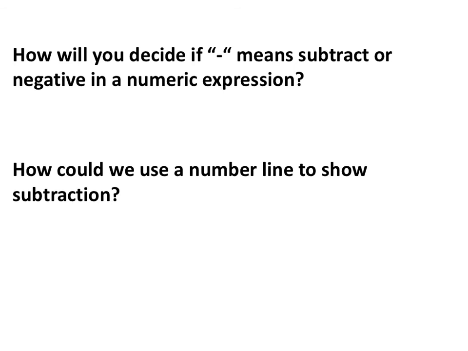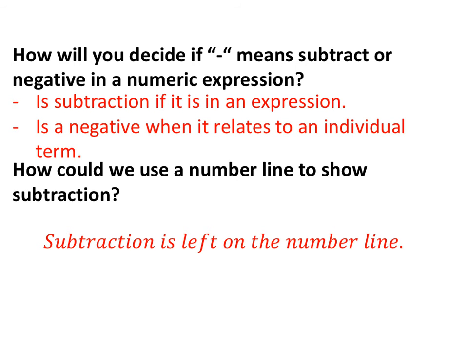Alright, so how do you decide if that symbol means subtract or negative in a numeric expression, and how can we use a number line to show subtraction? Well, it all depends on context, you guys. If it is subtraction, it'd be straight up in the expression. It's not usually in between numbers where you'd say 5, -7 or something like that, okay? It will show as an operation. Subtraction is an operation, whereas the negative is only relating to the individual term or a single number, okay?